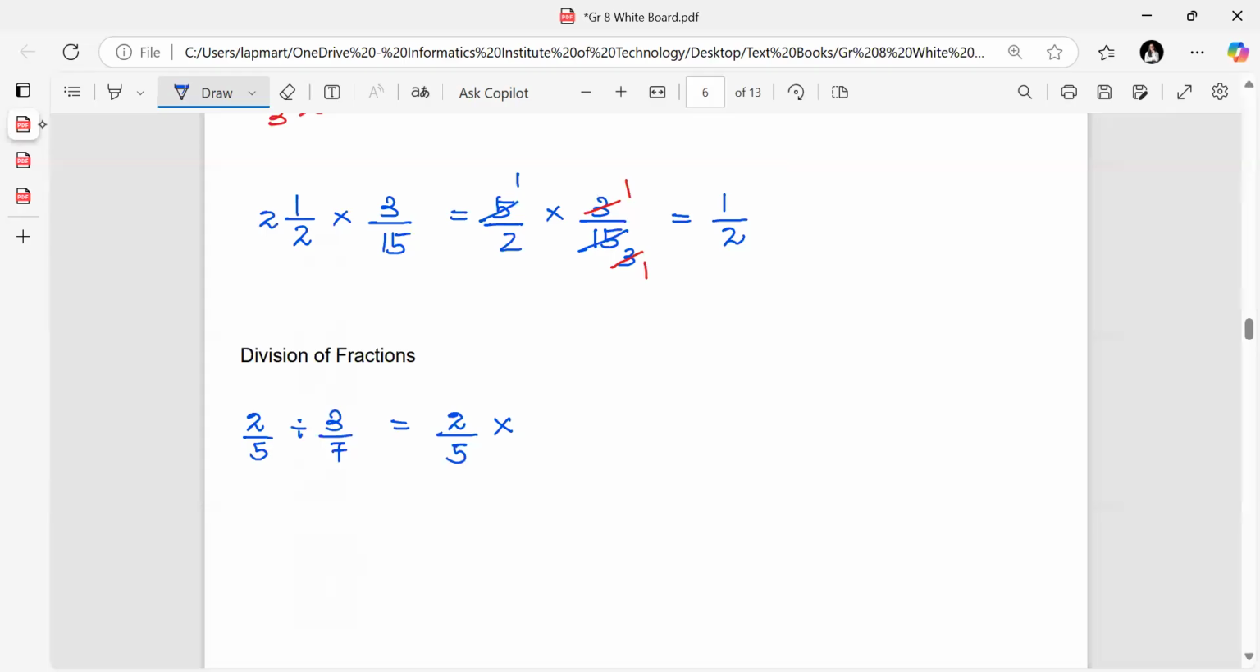Then you want to get the reciprocal of the second fraction, which you can see after the division sign. We will take its reciprocal. So then 3 over 7 will become 7 over 3. Can we simplify any of these numbers? No. Therefore, I just multiply 2 times 7, 14, 3 times 5, 15. So this is the final answer.